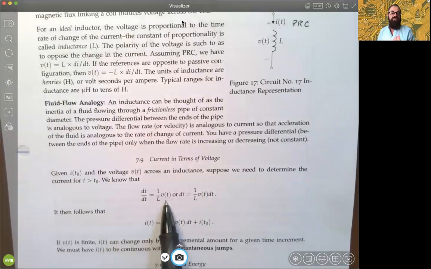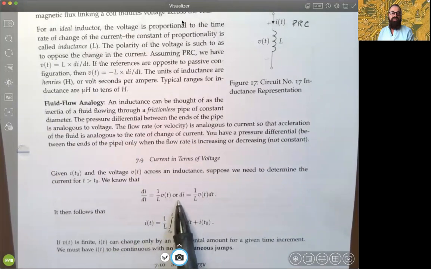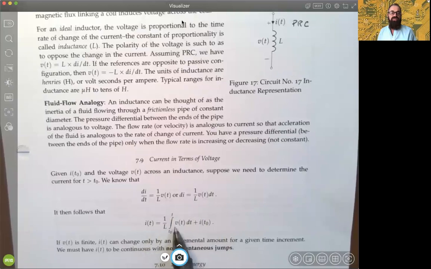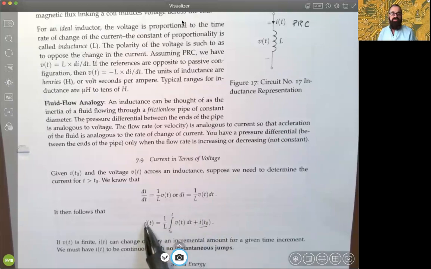That's just solving for that rate of change, right? Or you could multiply through by dt, and so the differential in i is 1 over L times the voltage times the differential in time. Therefore, you could integrate. If you needed to get the current exactly, you would integrate the voltage function, given that you know the initial current, up to any particular time t, right?